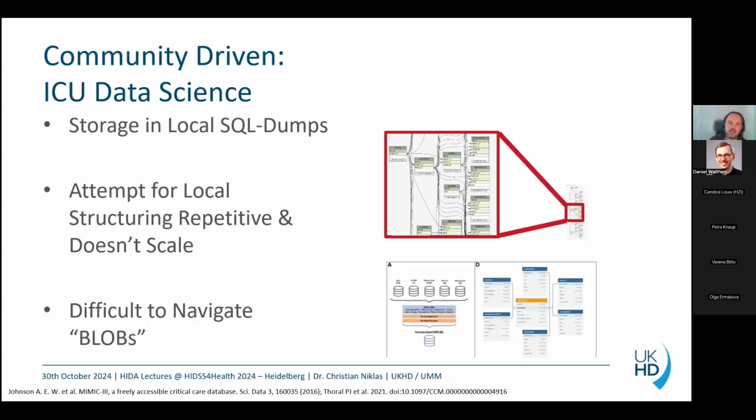And the problem with that is that you always end up with attempts for local structuring and repetitive pre-processing, which doesn't scale. It is really nothing that we should be doing each and every time that we try to do some machine learning study in biomedicine or in medicine, to actually get into the database structure and try to find out what the clinicians meant when they documented this and that in their primary system.